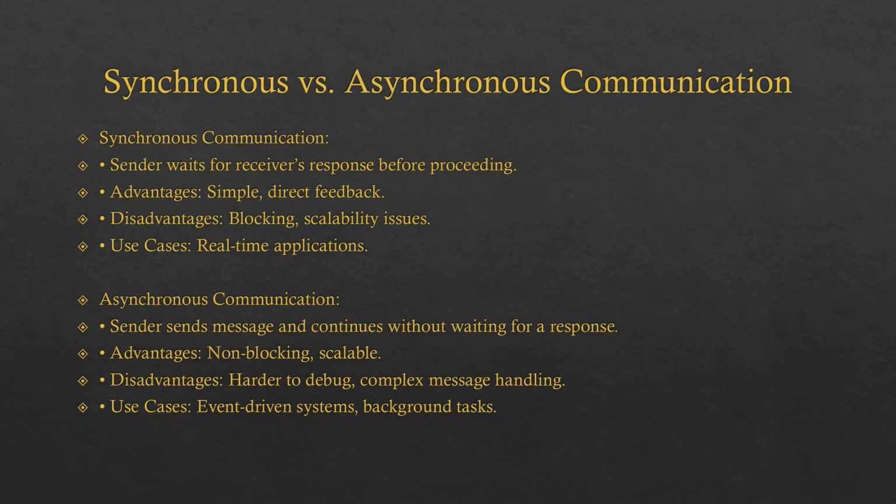Let's dive into the two main types of communication, synchronous and asynchronous. In synchronous communication, the sender waits for a response from the receiver before continuing with the process. This type is ideal when immediate feedback is required, but it can create issues if the receiver is slow or unavailable, as it blocks further operations.